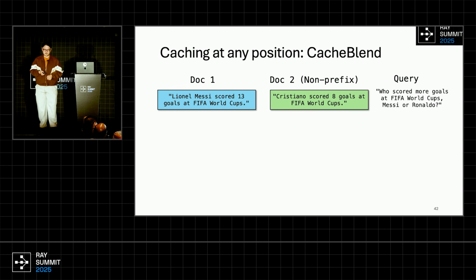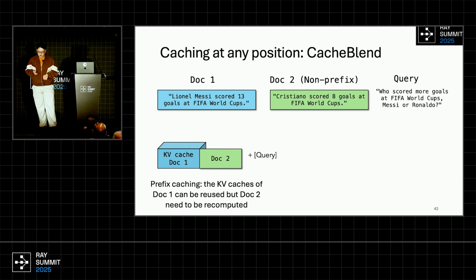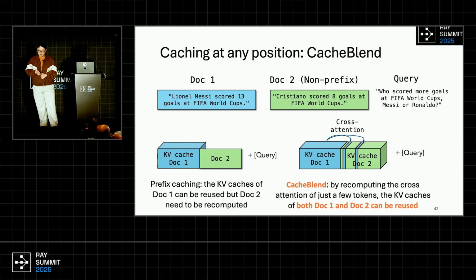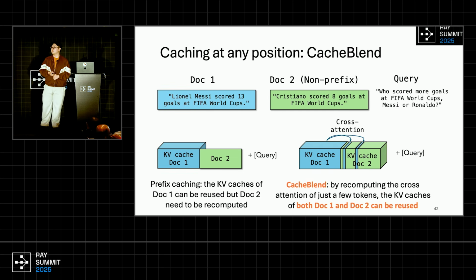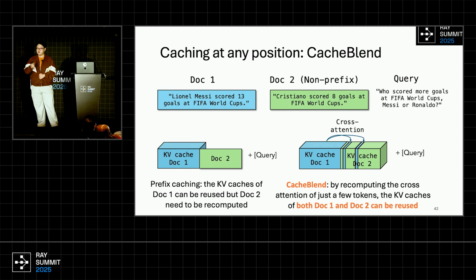To achieve caching at any position, we have a technique called CacheBlend. Let's take a document QA as an example, where the first doc is a prefix, but the second doc is non-prefix. Traditional work will just do prefix caching, where it has the KV cache of the first document and reuses it. This is not ideal because it needs to recompute the non-prefix part, which is the second document. But our work will reuse the KV caches, and correct them with a sparse cross-attention recomputation.